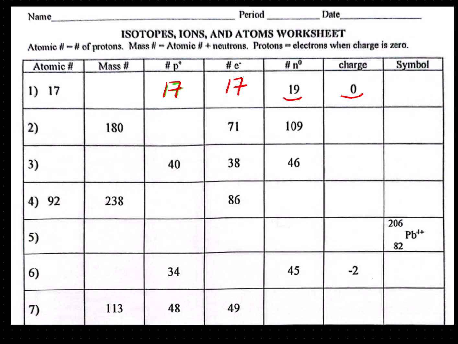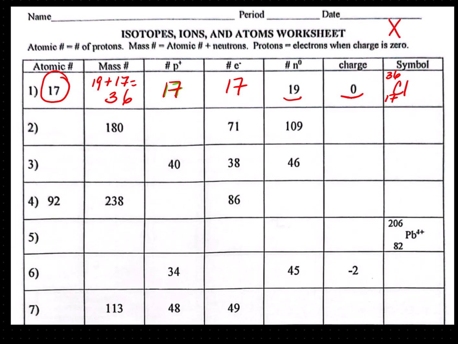Since the number of neutrons is provided, you do not look at the atomic mass off the periodic table. To find the mass number, you add the number of neutrons plus the number of protons, and you will get 36. 17 will tell you what element this is. This element is chlorine. It has a mass number of 36 and an atomic number of 17.